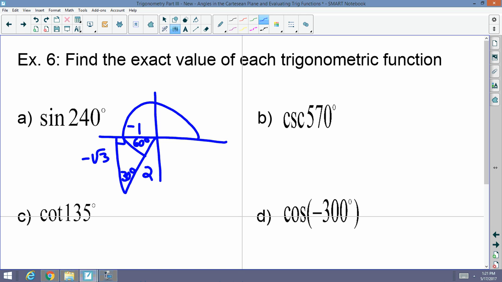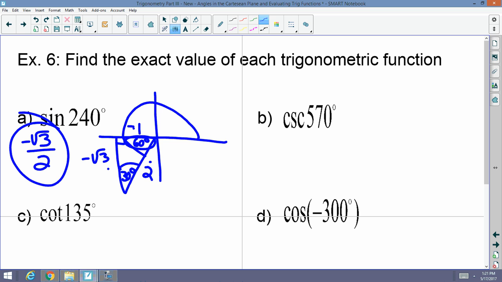So what's the sine of this, guys? Sine of 30, opposite over hypotenuse. I'm sorry, it's not sine of 30, it's sine of 60. Opposite over hypotenuse, negative square root of 3 over 2. You don't need no calculator.